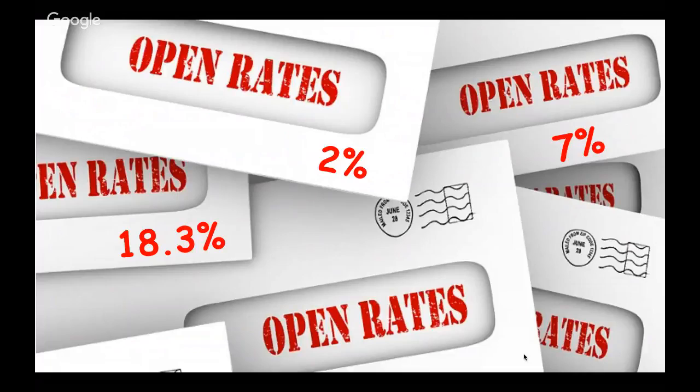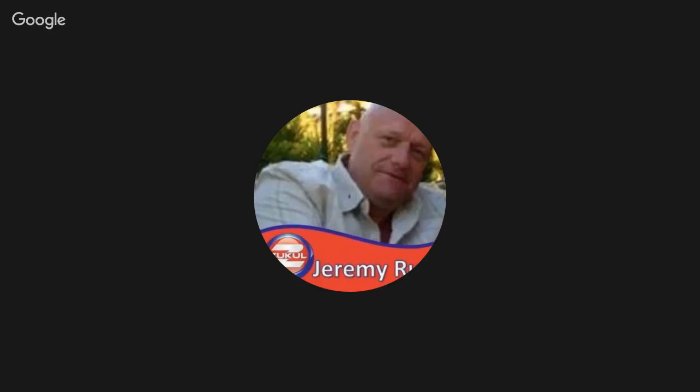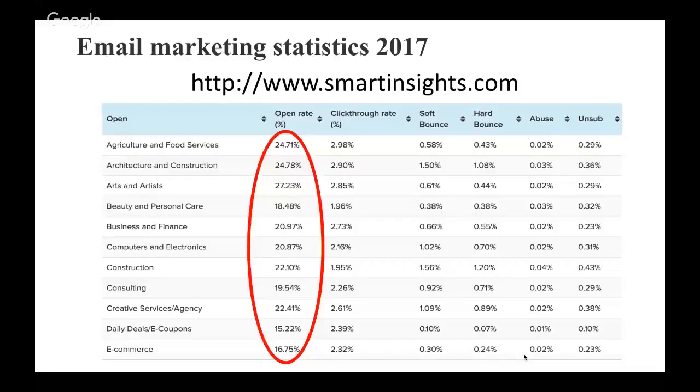Okay. Now, I've got the stats that I'm showing you on the screen here. Email marketing statistics for 2017. We're not through 2017 yet, I've got it from that website there. This is not stuff that I've plucked out of thin air. As you can see, this is the top, the average open rate for emails. People sending out emails have about a 24.7% open rate. Then look at what the click-through rate is.